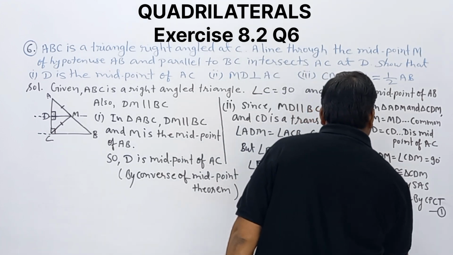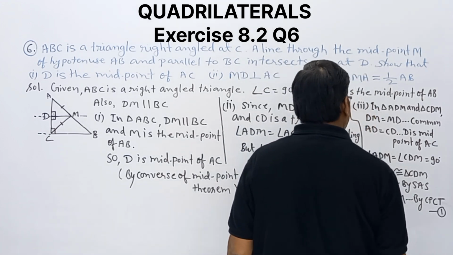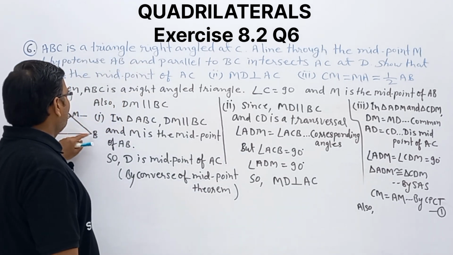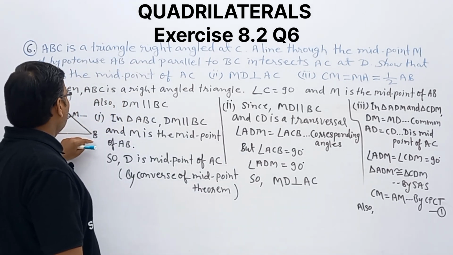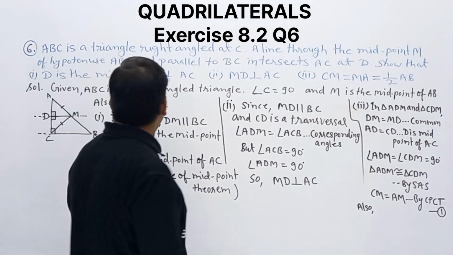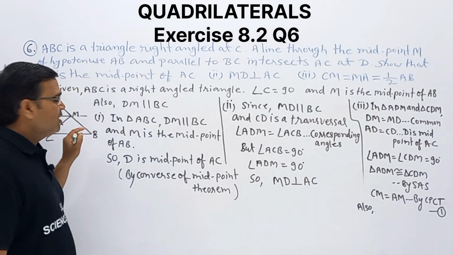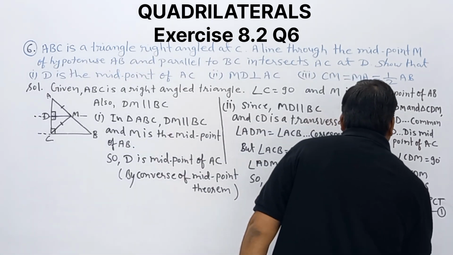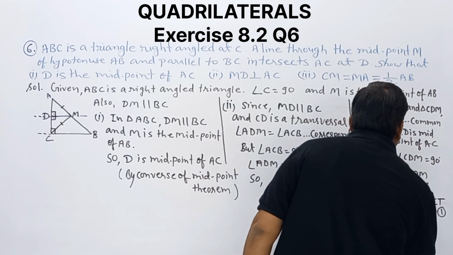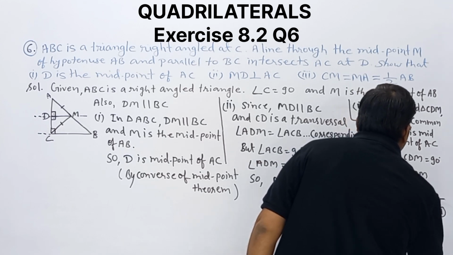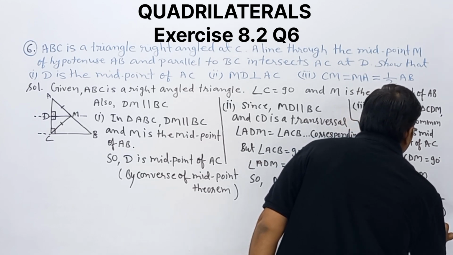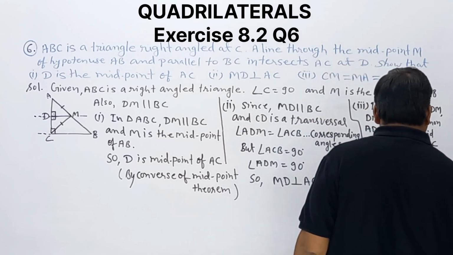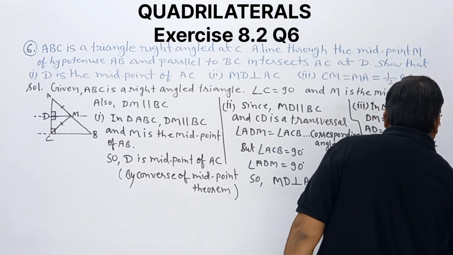Also, AM equal to MB. M is the midpoint, so we can say AM equal to BM equal to half of AB. Why? Because M is the midpoint. Equation number 2.